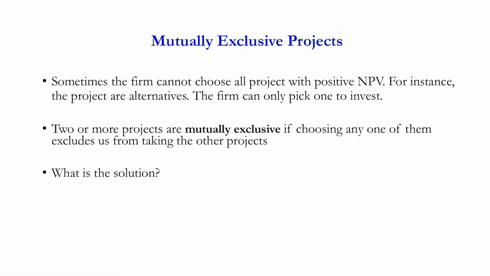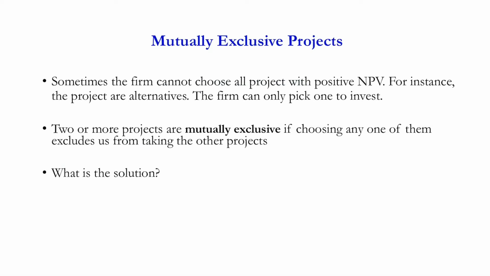The reason is that sometimes the projects are alternative. Choosing one project will prevent us from choosing the other one. For example, let's say you want to buy a personal computer for yourself and you have a certain amount of budget. You can either buy a Mac or a Dell or an HP or other brands that are available in the market. Buying an HP laptop will prevent you from buying a Dell or a Mac computer.